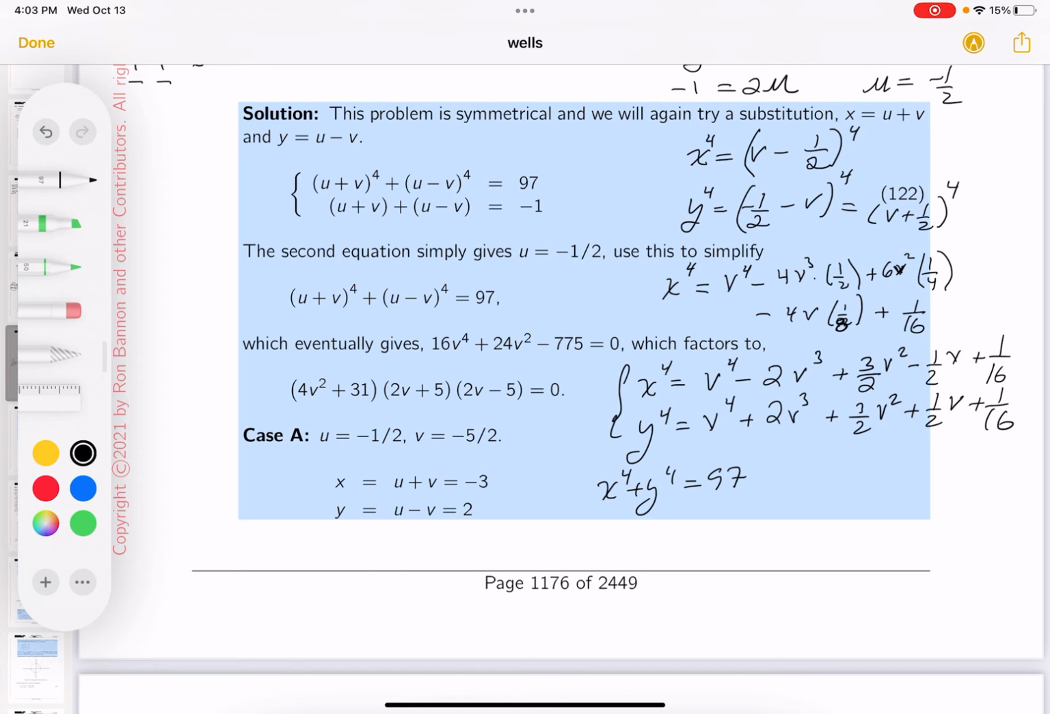Let's add this thing together. What do you get? 2v4. Let me get my red pen out. These disappear. These disappear. And I think I'm ready to start adding things together. Let's see. 3/2 plus 3/2 is just 3, right? 3v squared. That's a tough one, isn't it? 1/16 plus 1/16 is 2/16, which is 1/8.